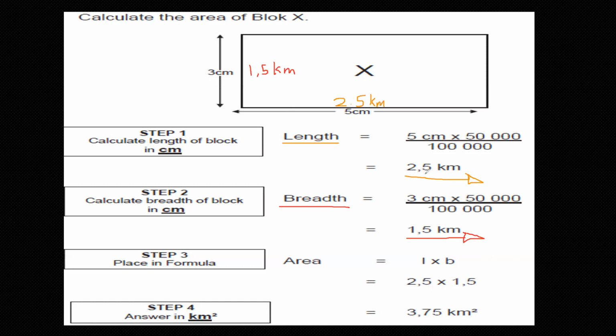Now that we have our values, we've got our length and we have our breadth. Now we are able to put it into our area formula. So we do it quite simply. We bring down our length from the top, 2,5 kilometers, and we bring down our breadth from the top, and that will be 1,5 kilometers. You put that into your calculator, and it will give you an answer of 3,75 kilometers squared. Please, again, do not forget your units. This is going to be measured in kilometers squared.